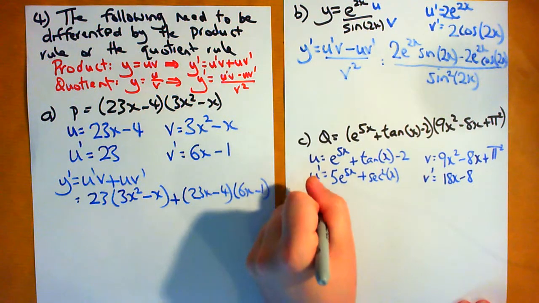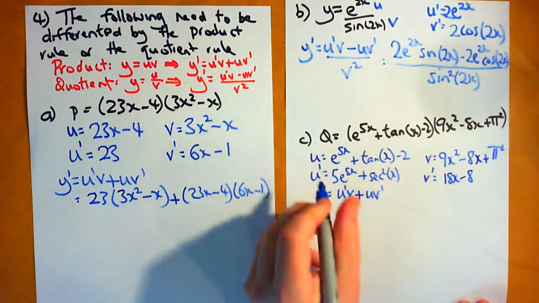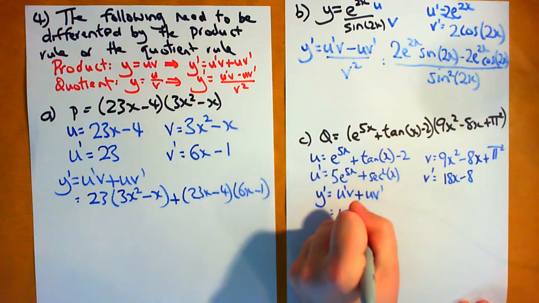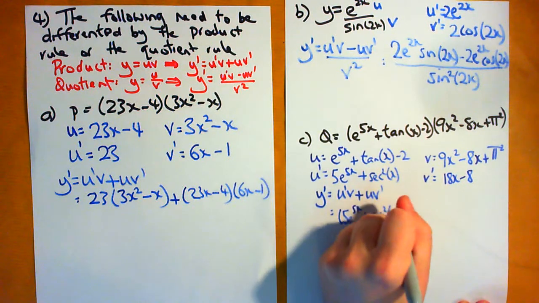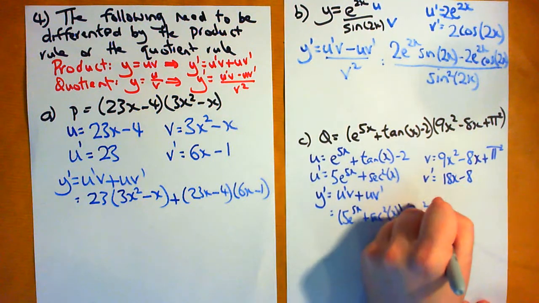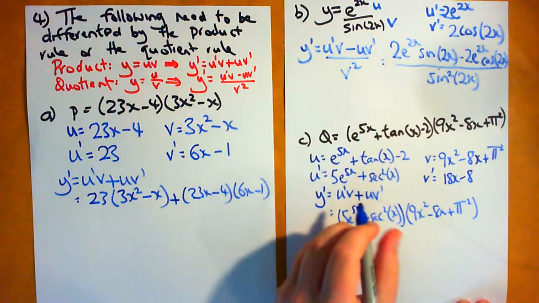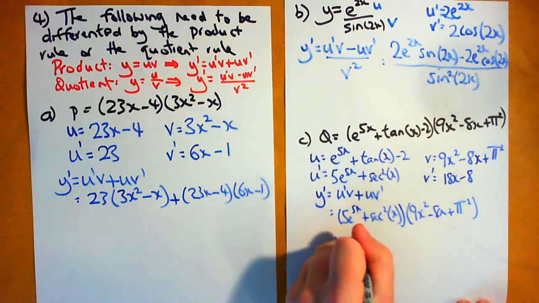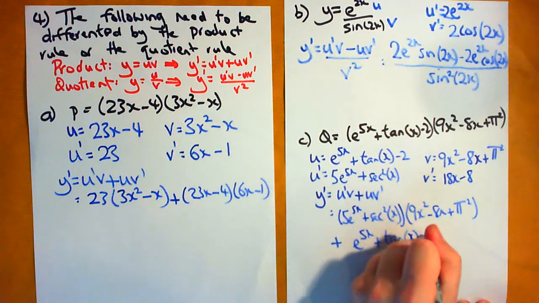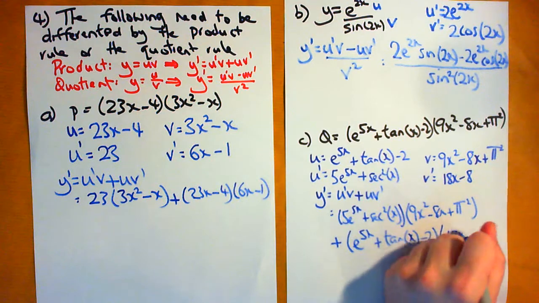So we're using the product rule here, so y dash is u dash v plus u v dash, which is going to be 5e to the 5x plus sec squared of x. That's multiplied by 9x squared minus 8x plus pi squared, which is the original v, plus u, which is e to the 5x plus tan of x minus 2, multiplied by v dash, which is 18x minus 8.